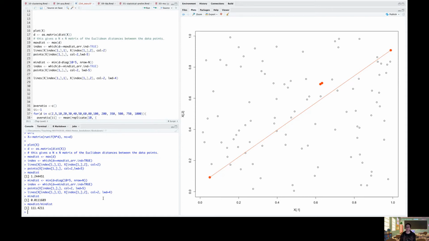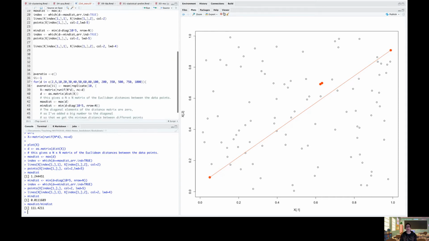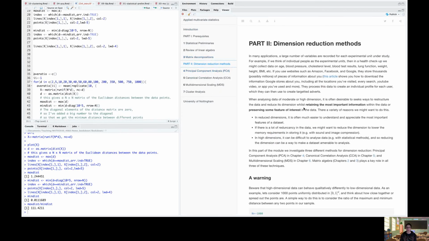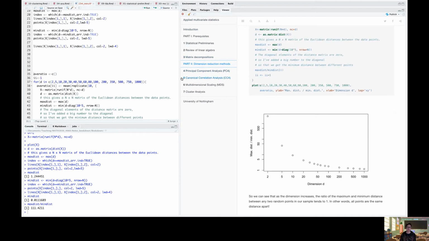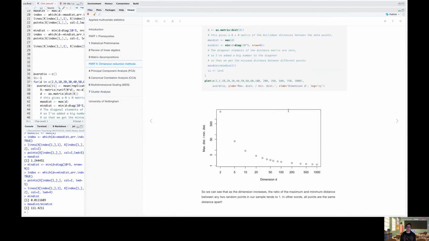So that's 100 points in 2 dimensions. I could do that many times. I could repeat this procedure to work out what on average is the ratio of the maximum distance to the minimum distance. Now what's interesting is that if we do this, we get that ratio changes as the dimension increases. So I've got a plot here where I've got this ratio of the maximum distance to the minimum distance. And so here was the point with 2 dimensions. That's the situation we're considering.